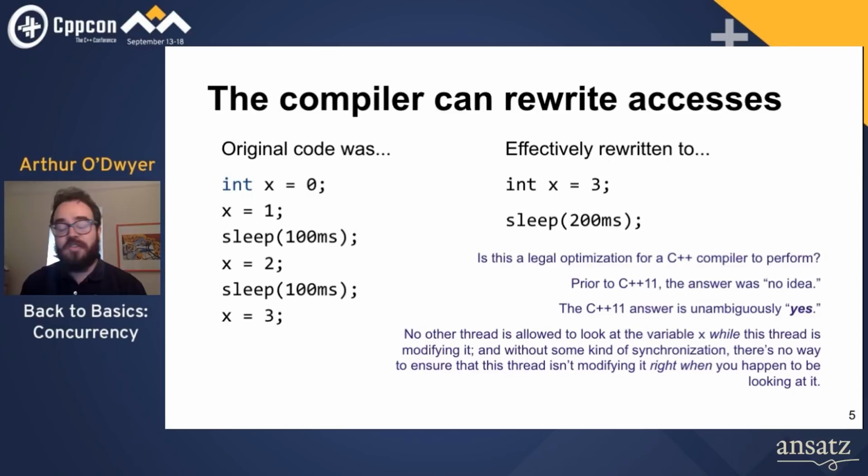I mean, it won't make it faster. It'll still take 200 milliseconds, but it'll make it smaller and better in some sense. But is that legal to do? Or do I need to have X be at 2 somehow for some sense of the word?